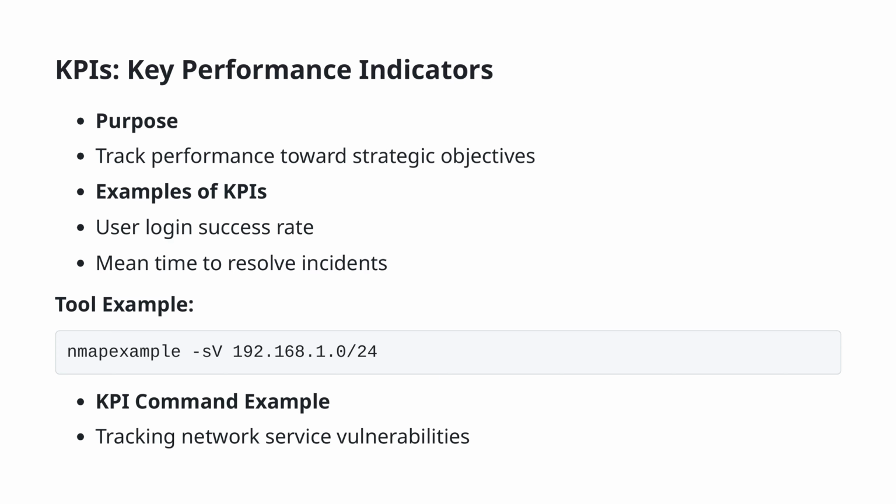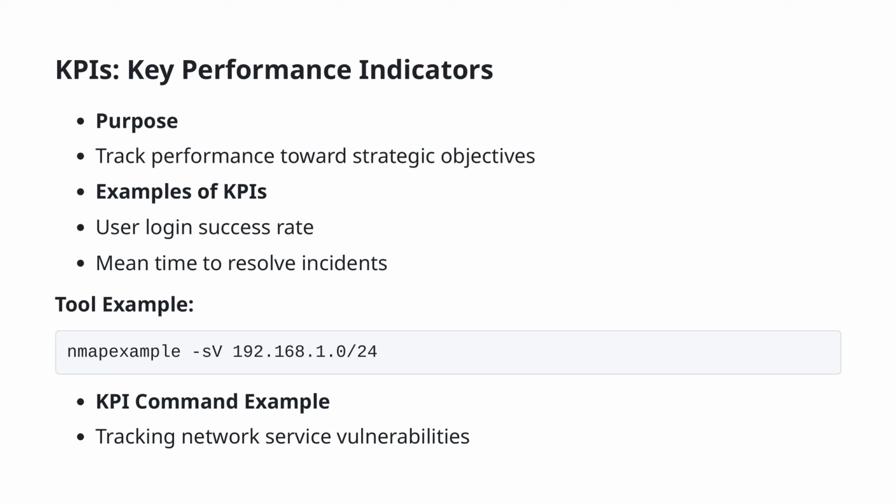On this slide, we are discussing KPIs, or Key Performance Indicators. The primary purpose of KPIs is to track performance towards strategic objectives within your organization. By monitoring these indicators, you can gauge how well your team is achieving its targets and make necessary adjustments for continuous improvement. Some common examples of KPIs include the user login success rate and the mean time to resolve incidents. These indicators provide insightful data on the efficiency and effectiveness of your operations.